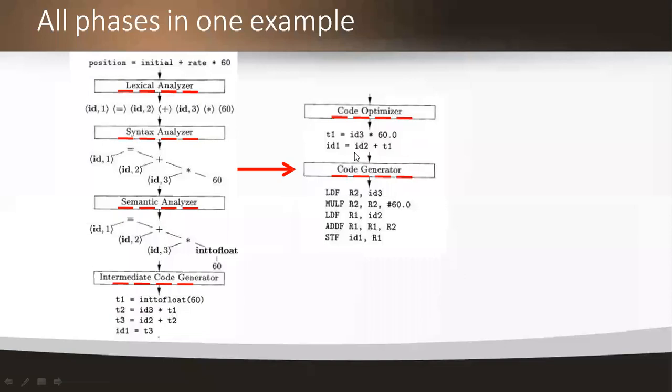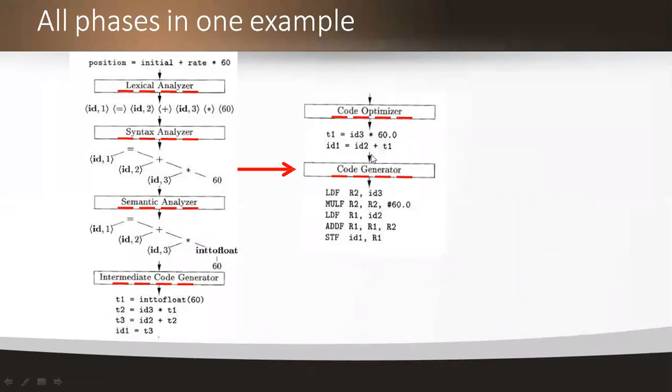Optimizer means minimizing the lines of the code without changing the meaning of the code by improving the efficiency of the code. So see here, when I performed the intermediate code generator, the representation of the intermediate code is in the form of 1, 2, 3, 4 lines of code. While coming to the code optimizer, after applying the code optimization techniques, how are the lines of the code minimized? Here we have 4 lines, but here we have 2 lines.